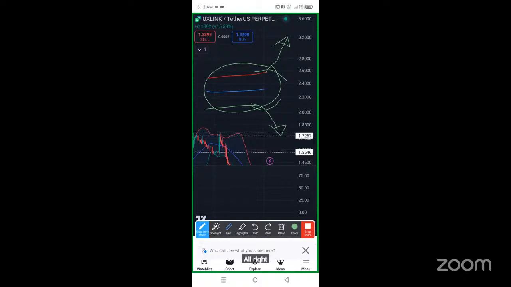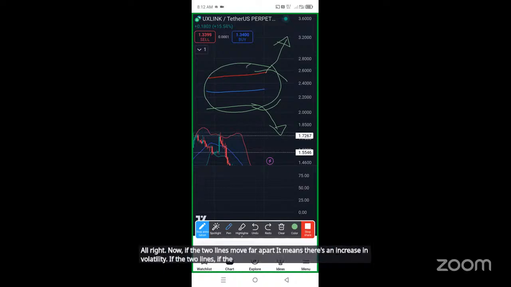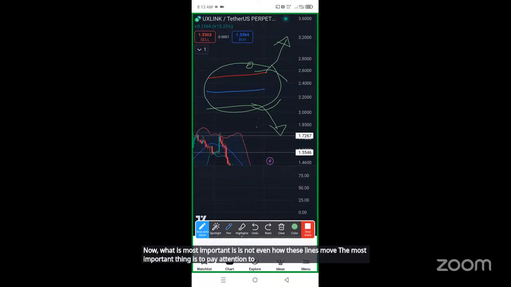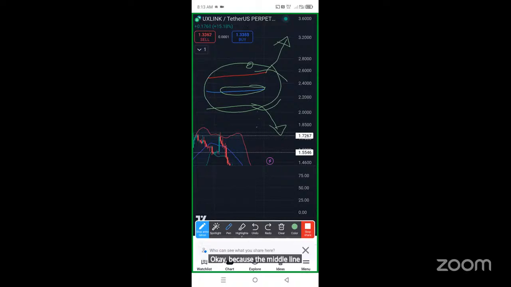Now, if the two lines move far apart, it means there's an increase in volatility. If the upper and the lower band begin moving together, it shows you that the volatility is reducing. Now, what is most important is not even how these lines move. The most important thing is to pay attention to how the candlesticks react upon approaching the middle line, because the middle line is actually the best line that provides entry opportunities. It is the best line.